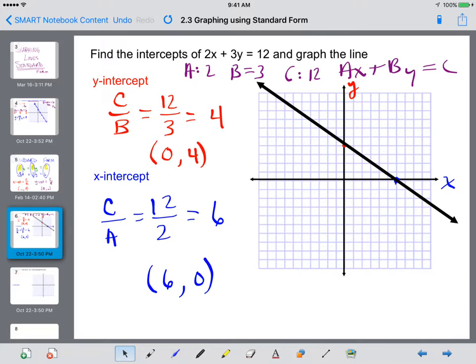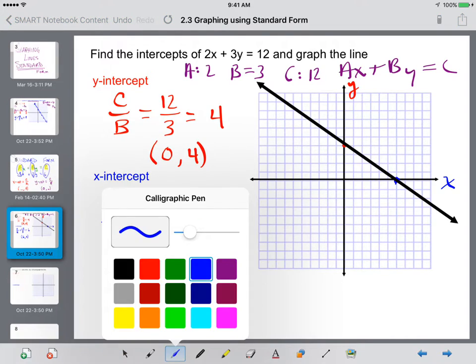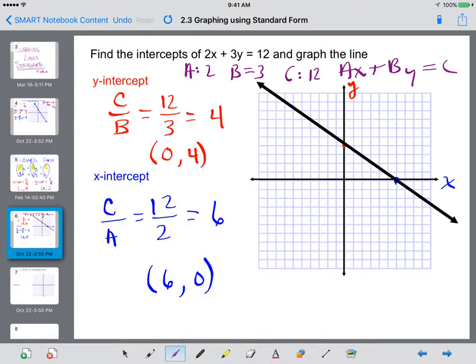Now be mindful, I see this mistake a lot, where people will plot the x is 6, the y is 4. They'll plot this point right here, 6, 4, and say, okay, what else do I do? Well, you need 2 points to make a line. The x-intercept is 1 point, the y-intercept is the other point, and that is where we connect them. We can't combine them and put them together. That doesn't exist.